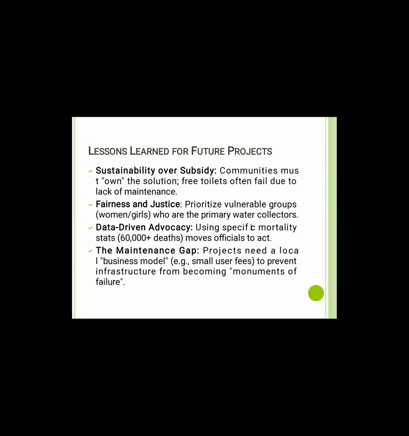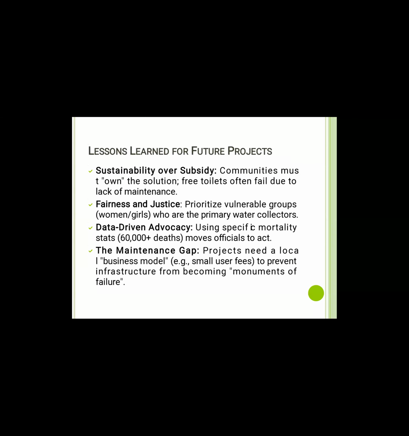Lessons learned for our future projects. Number 1, sustainability over subsidy. Community must own the solution. Free toilets often fail due to lack of maintenance. Fairness and justice: prioritizing vulnerable groups, that is women and girls who are the primary water collectors. We have data-driven advocacy: using specific mortality statistics, 60,000 plus deaths, moves officials to act. Then the maintenance gap: projects need a local business model, e.g. small user fees, to prevent infrastructure from becoming monuments of failure. Next slide, please.